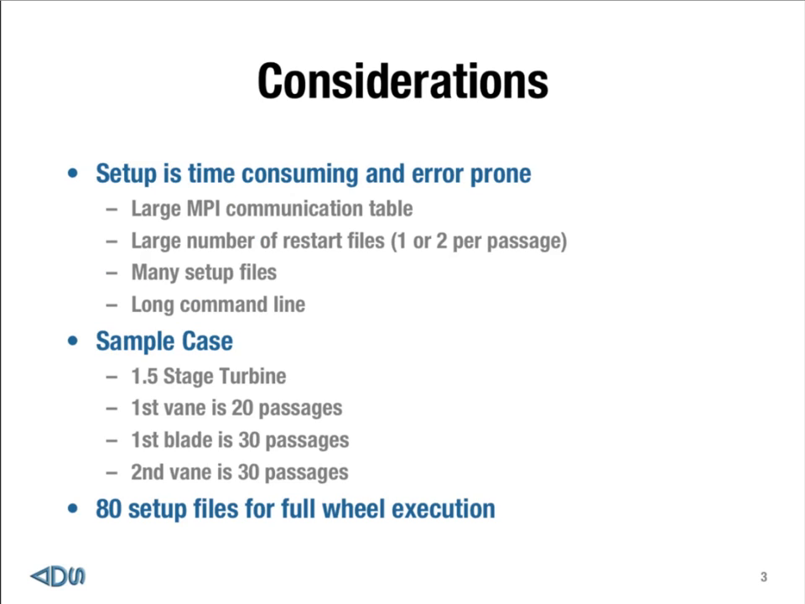So what makes large-scale unsteady case generation difficult? Well, setup is time-consuming and error-prone because of the large MPI communication table, the large number of restart files that are needed, the large number of Leo setup files that are needed, and the long command line that is needed to execute the simulation. So if we take our 1.5 stage sample turbine that has 20 first vane passages, 30 first blade passages, and 30 second vane passages, we're talking about 80 setup files for a full wheel execution. Now that's big.